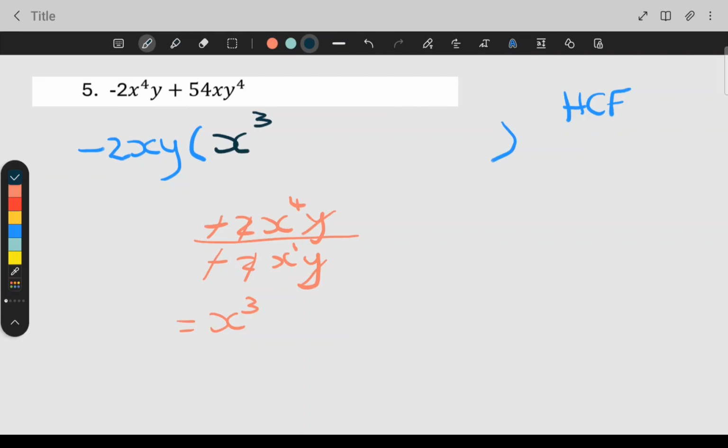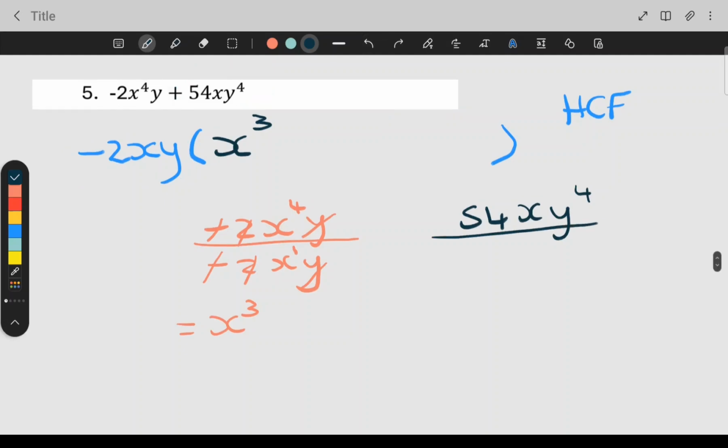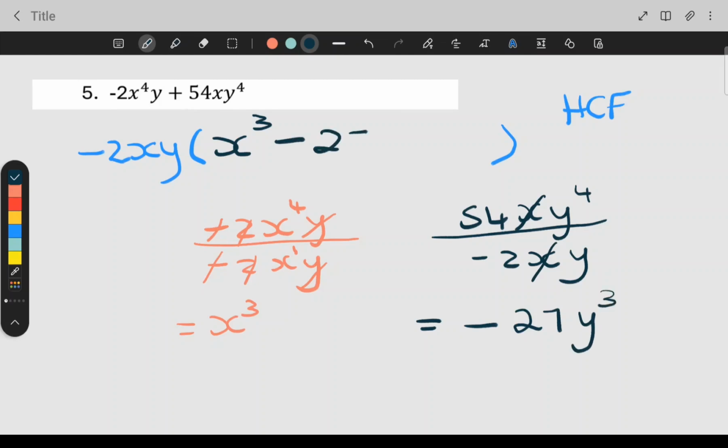Okay? Now, I'm going to take 54xy to the 4. So I take now this over this. So let's do that. That over this. A positive over a negative is a negative. 54 over 2 is 27. X and x will cancel. Y to the 4 over y is y to the 3. So this is minus 27 y to the 3. That's how we got these terms inside.